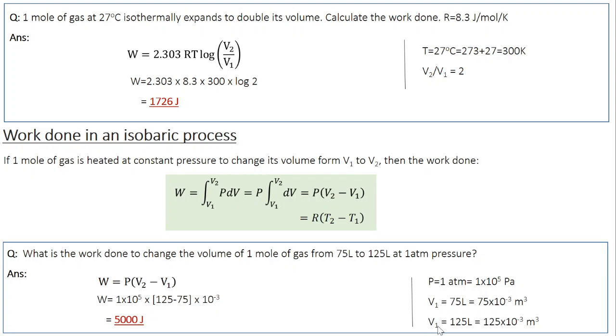And V2, sorry, there is a typo here, this should have been V2. V2 is 125 into 10 to the power minus 3 meter cube. Now write down the relevant equation. We have two equations, one in terms of temperature, one in terms of volume. Since we are given volume here, let's choose the equation W equals P into V2 minus V1. And all the parameters are known, substitute here, you get 5000 joule. Once again, since the volume is increasing, this is a positive work done by the system.